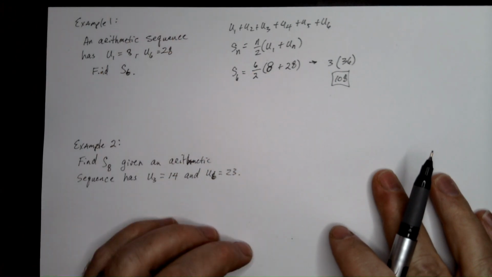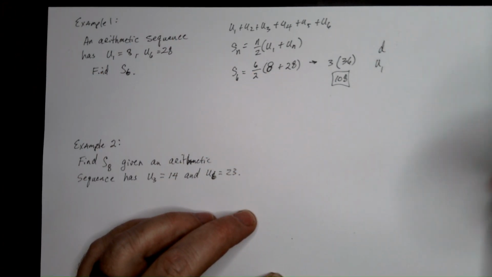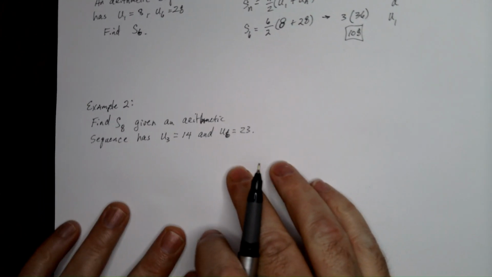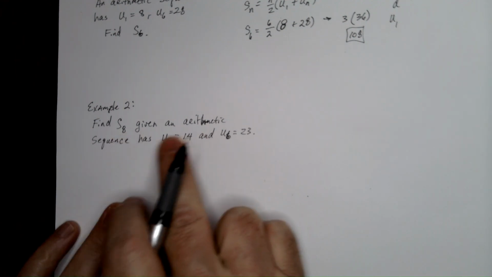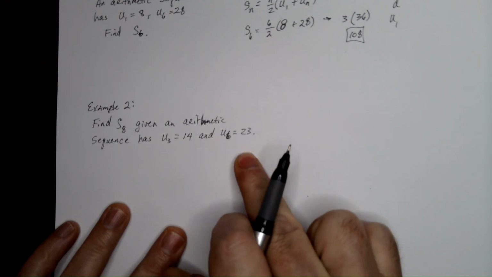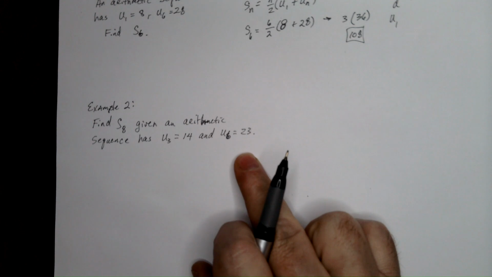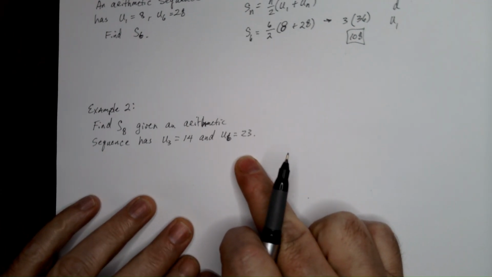Similarly, if you want to use the other formula and they give you the difference and they give you the first one, those are pretty good too. All right, let's talk about a trickier one. It says find the series up to 8, given that this arithmetic sequence has a third term of 14 and it has a 6th term of 23. So this one, man, this one's a little bit uglier.